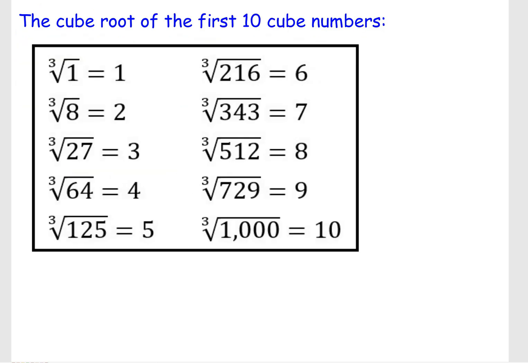So if we look here, the cube root of the first 10 cube numbers are these here. So the cube root of 64 equals 4. If we know our cube numbers, we know that 4 cubed, 4 times 4 is 16, 16 times 4 is 64. So then the opposite of that, going backwards, the cube root, or the inverse of 64 is 4. The cube root of 729 is 9, because 9 times 9 times 9 equals 729.